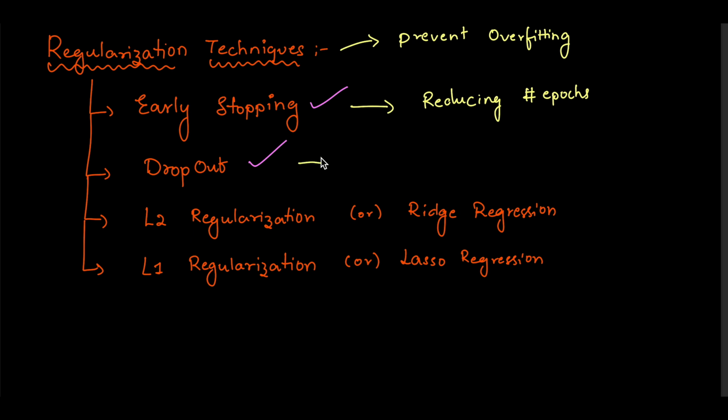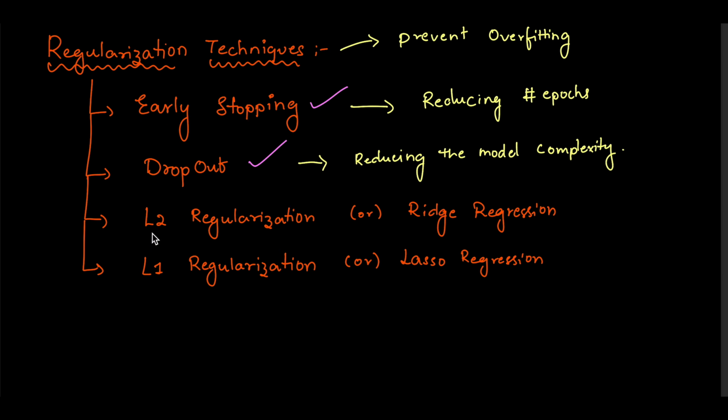And similarly, in case of dropout, what we are doing is reducing the complexity of the model by dropping out a few random neurons in each epoch. Okay. So this is what we are doing in case of either early stopping or dropout.